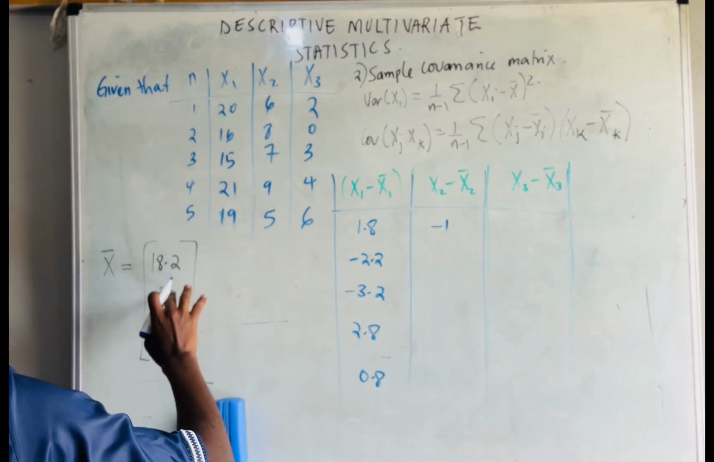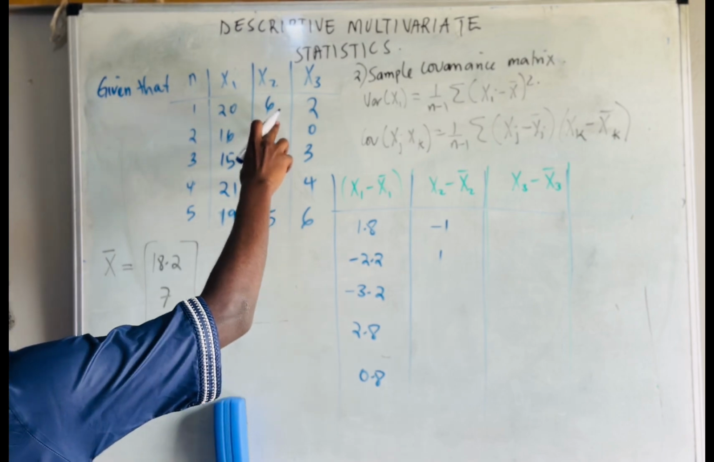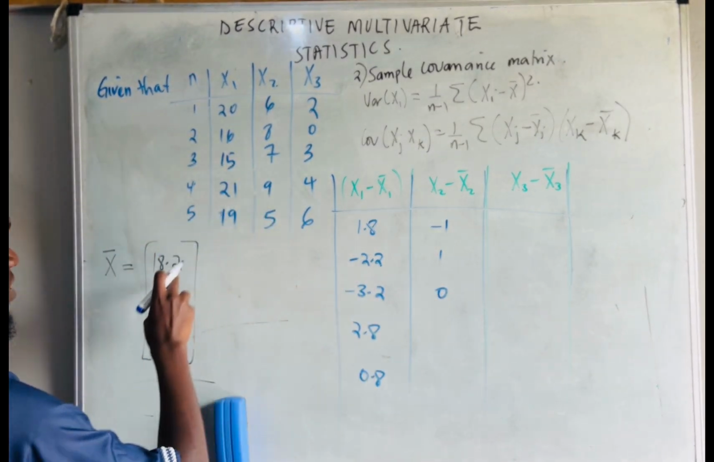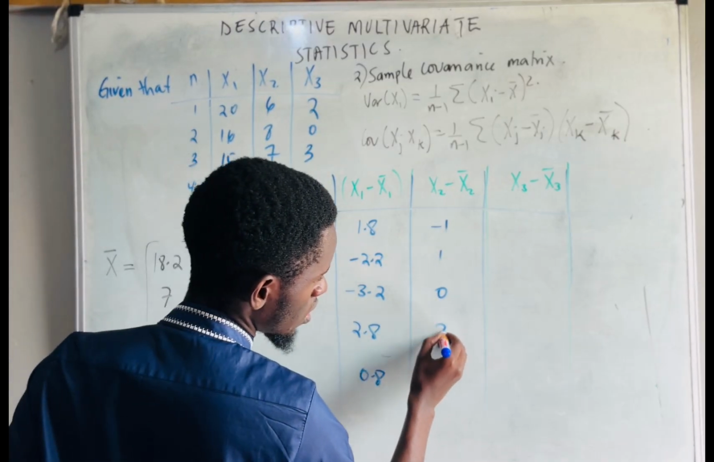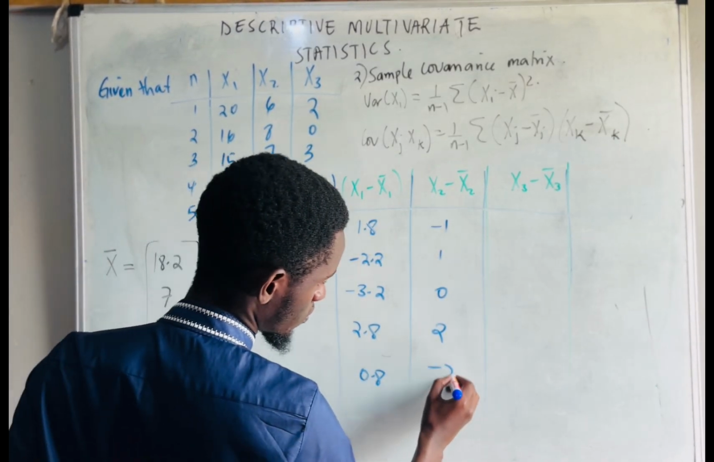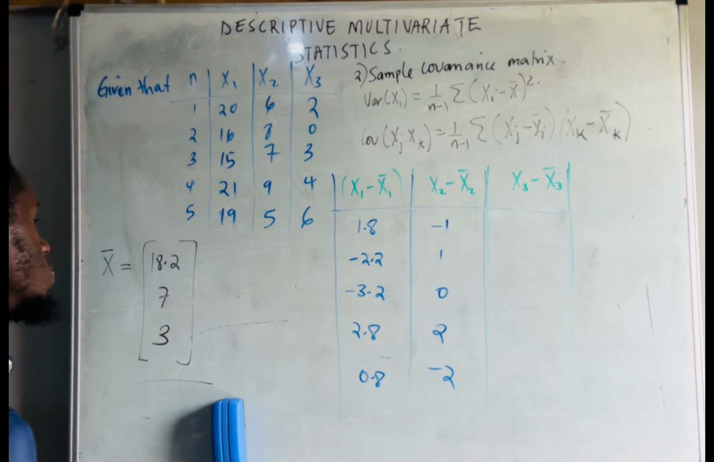8 minus 7 is positive 1. Likewise, 7 minus 7 is 0. 9 minus 7 is 2. And then 5 minus 7 is negative 2. Like that. Likewise, let us find now x3 minus x3 bar.